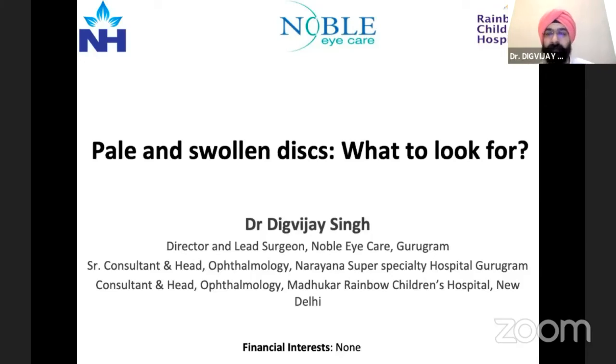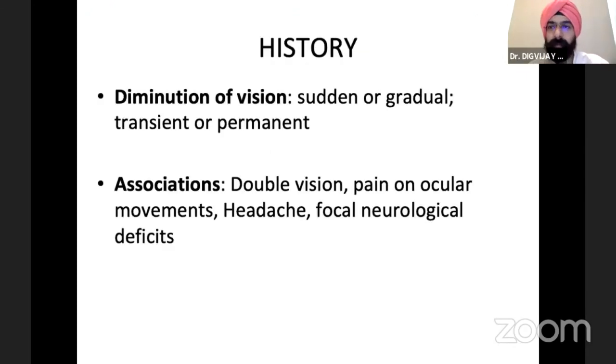On pale and swollen discs, so how to approach them, what to look for. We've already discussed what if the fundus is completely normal, then what is it that you can look for. And this is a situation where you have a disc which is either pale or swollen, and pretty much this covers whatever changes you'll find in the optic nerve. So the history has already been covered well by Dr. Ankur in the initial examination portion.